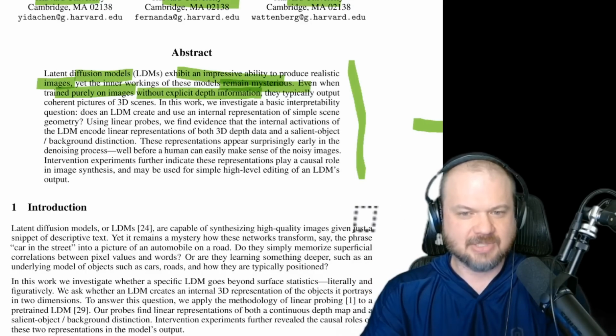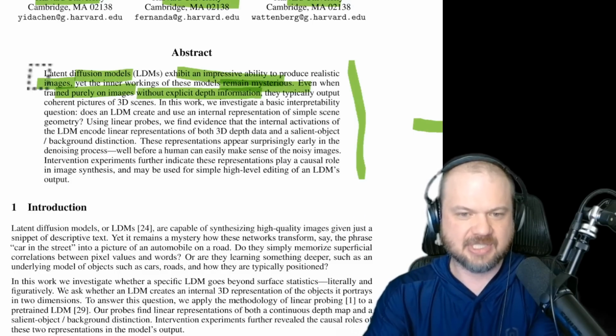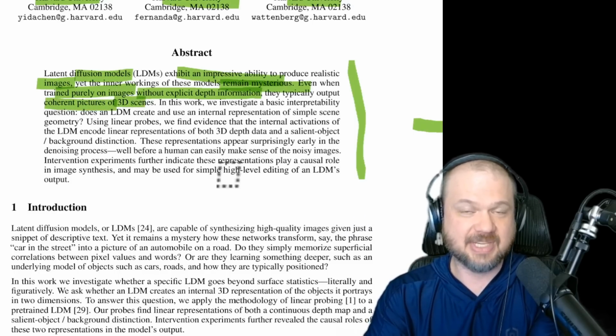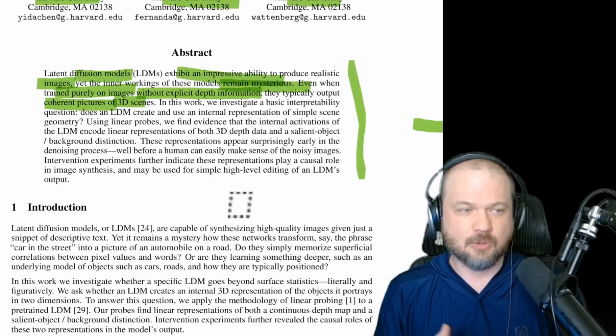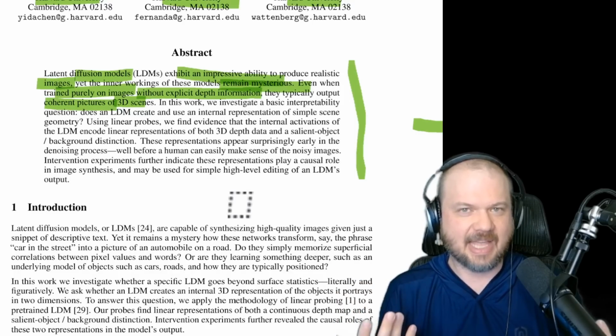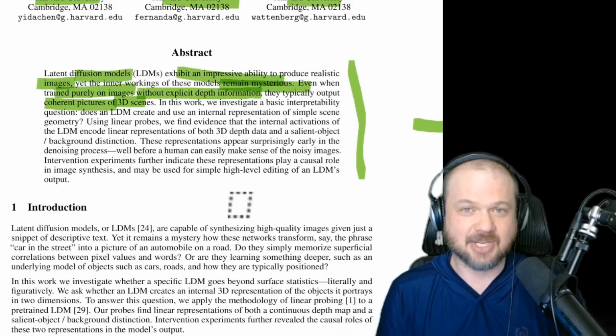So we train these models on these 2D images, and somehow they're able to put together coherent pictures of 3D scenes. They kind of understand how light works, reflections, how shadows work, stuff like that. They seem to understand depth and 3D-ness of objects. How?